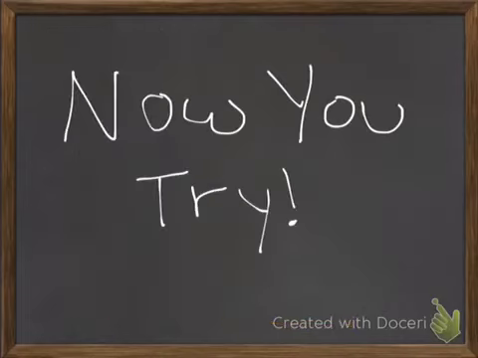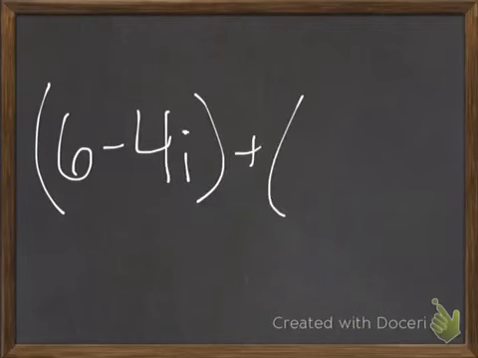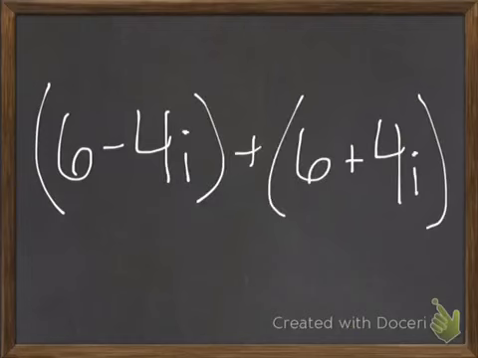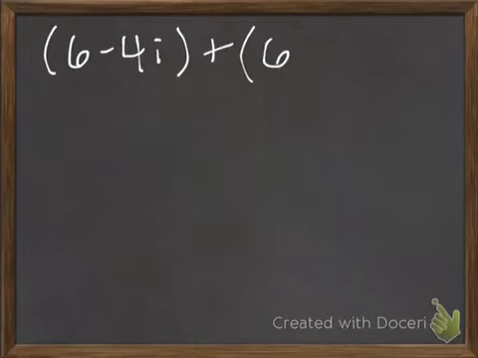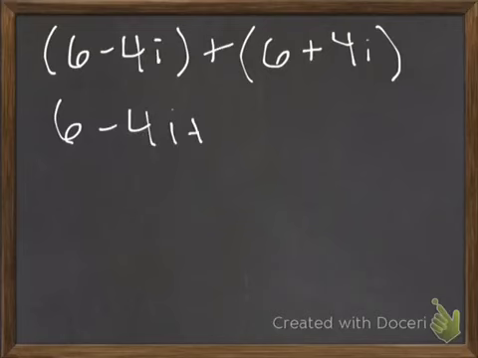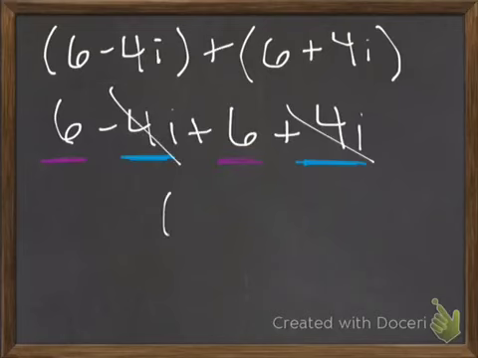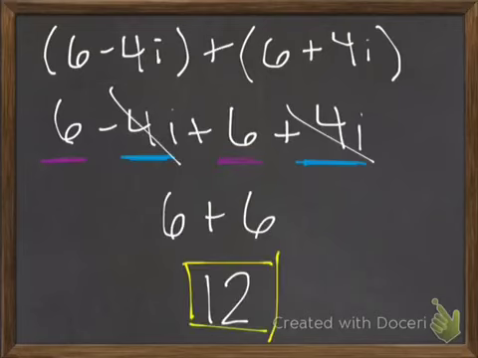Now you try. Go ahead and use the example of 6 minus 4i and 6 plus 4i. Now drop the parentheses and combine like terms. So in this, the 4i's actually cancel out, so you're left with 6 and 6, which is perfectly normal. You don't always have to get i's in there if they cancel out. So 6 plus 6 would equal 12, and 12 would be your final answer.